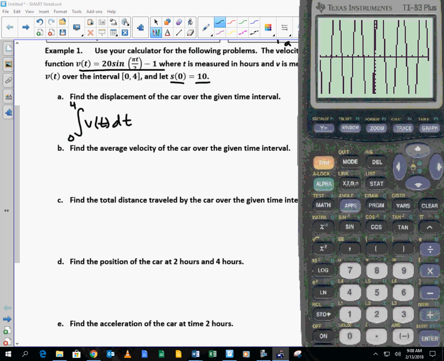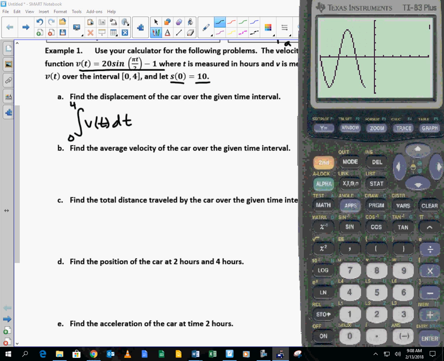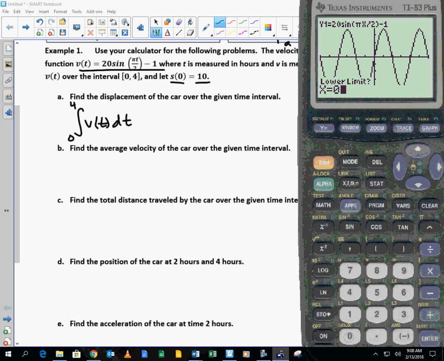What's the amplitude of this graph? 20. So if you want to see the entire graph, just go to your window and up your maximum to, let's say, 25, and negative 25. And then on my x min, I'll go to negative 6, and my x max, I'll go to 6. I'll put a tick mark every 5. And probably get a little bit better graph there. So if we want to find the displacement, this is all I need to do. I'm going to do it on my calculator. So I go second calculate, number 7, 0, 4.